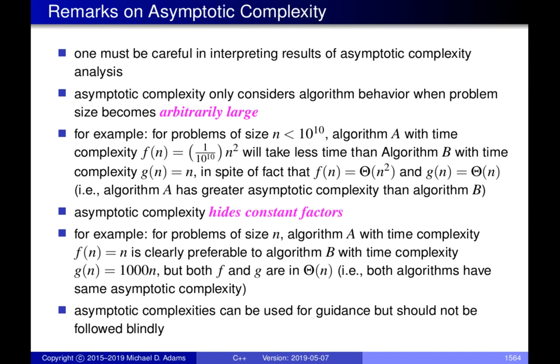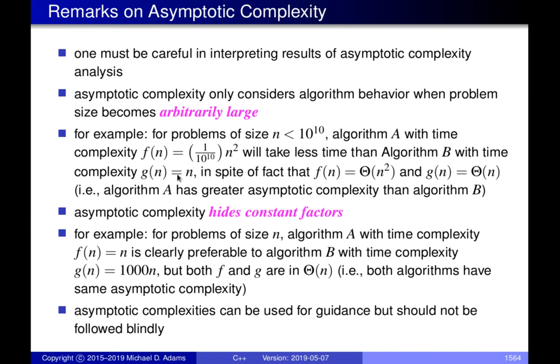According to asymptotic complexity, this is going to take quadratic time, so big theta of n squared, or big O of n squared. This one here is going to be linear, so big O of n, big theta of n. So in terms of the asymptotic complexity analysis, it would lead us to conclude that this algorithm here is better. It's linear, this one's quadratic.